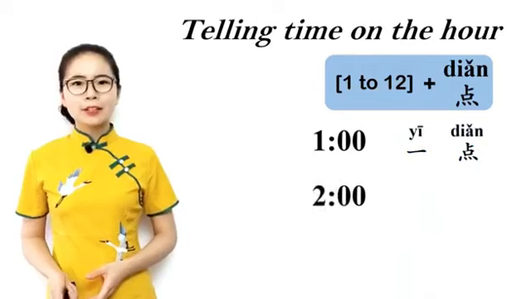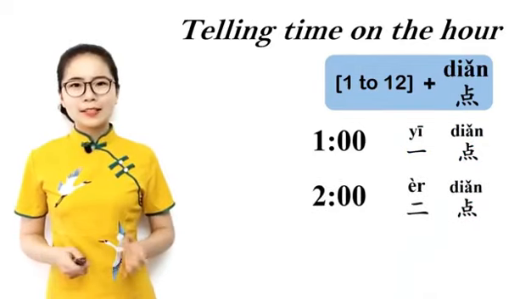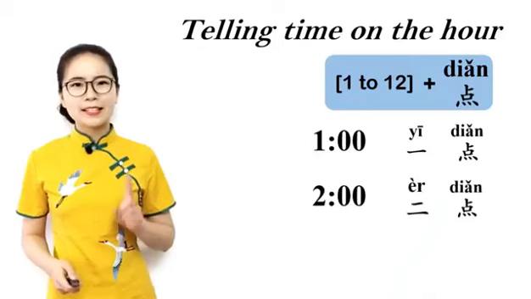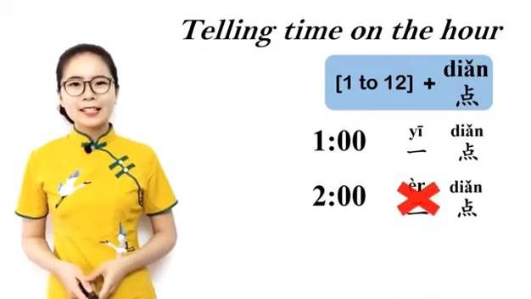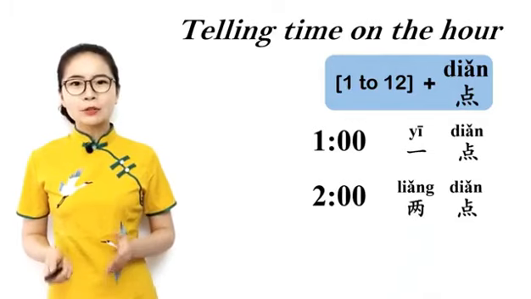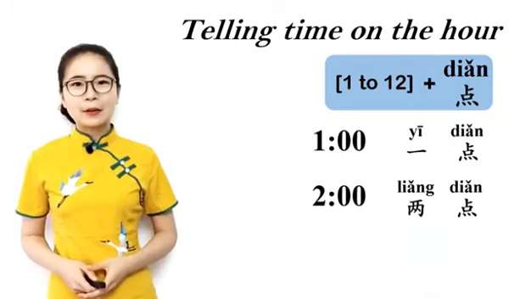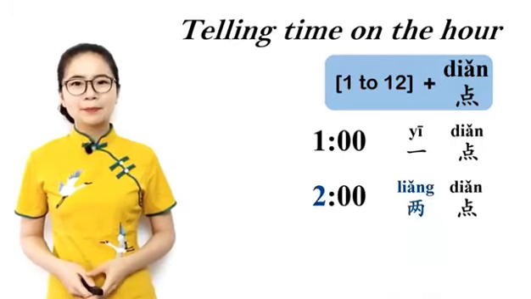For 2 o'clock, you might think it's 二点, but this one is an exception. 2 o'clock is not 二点. Instead, it's 两点. Chinese has two different ways of saying the number 2: 二, which you already know, and 两.